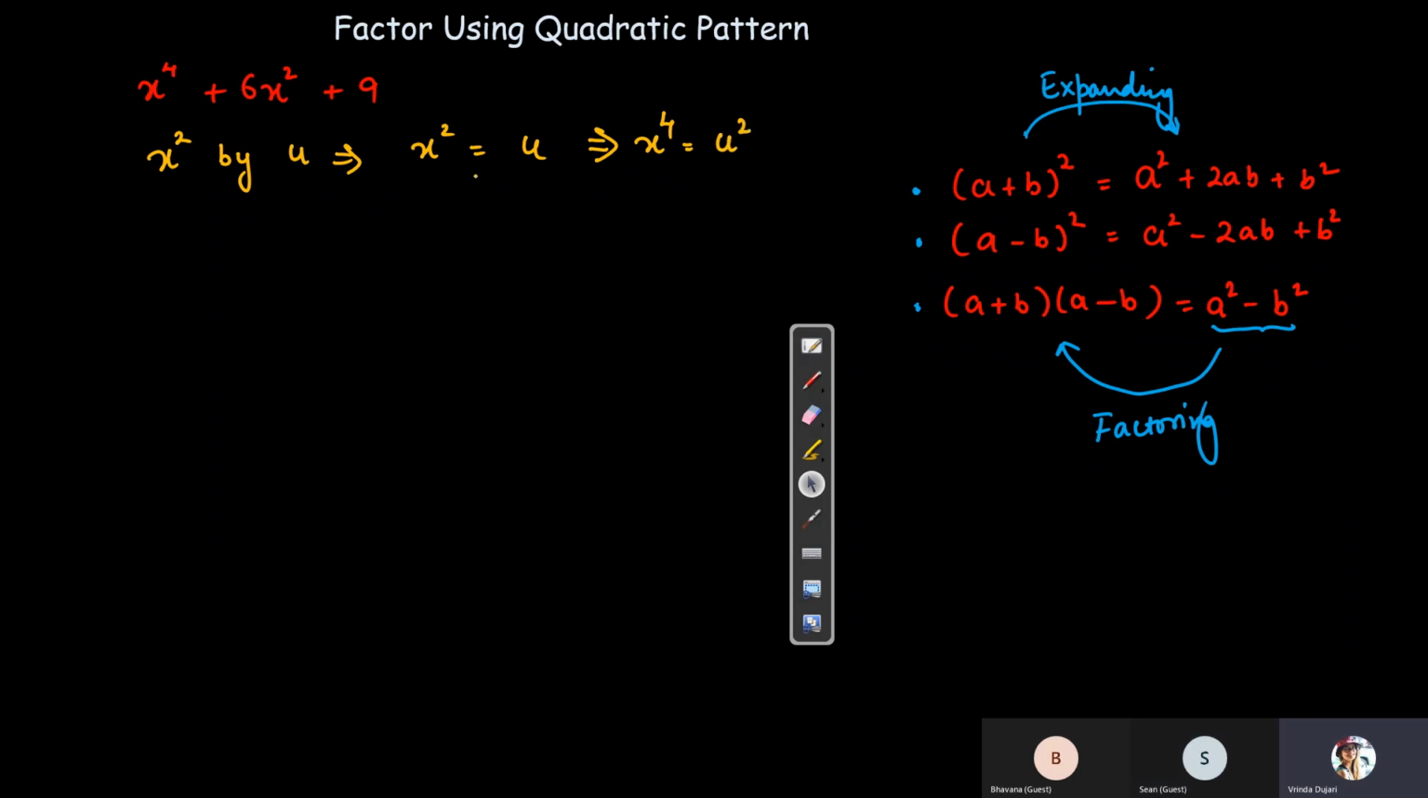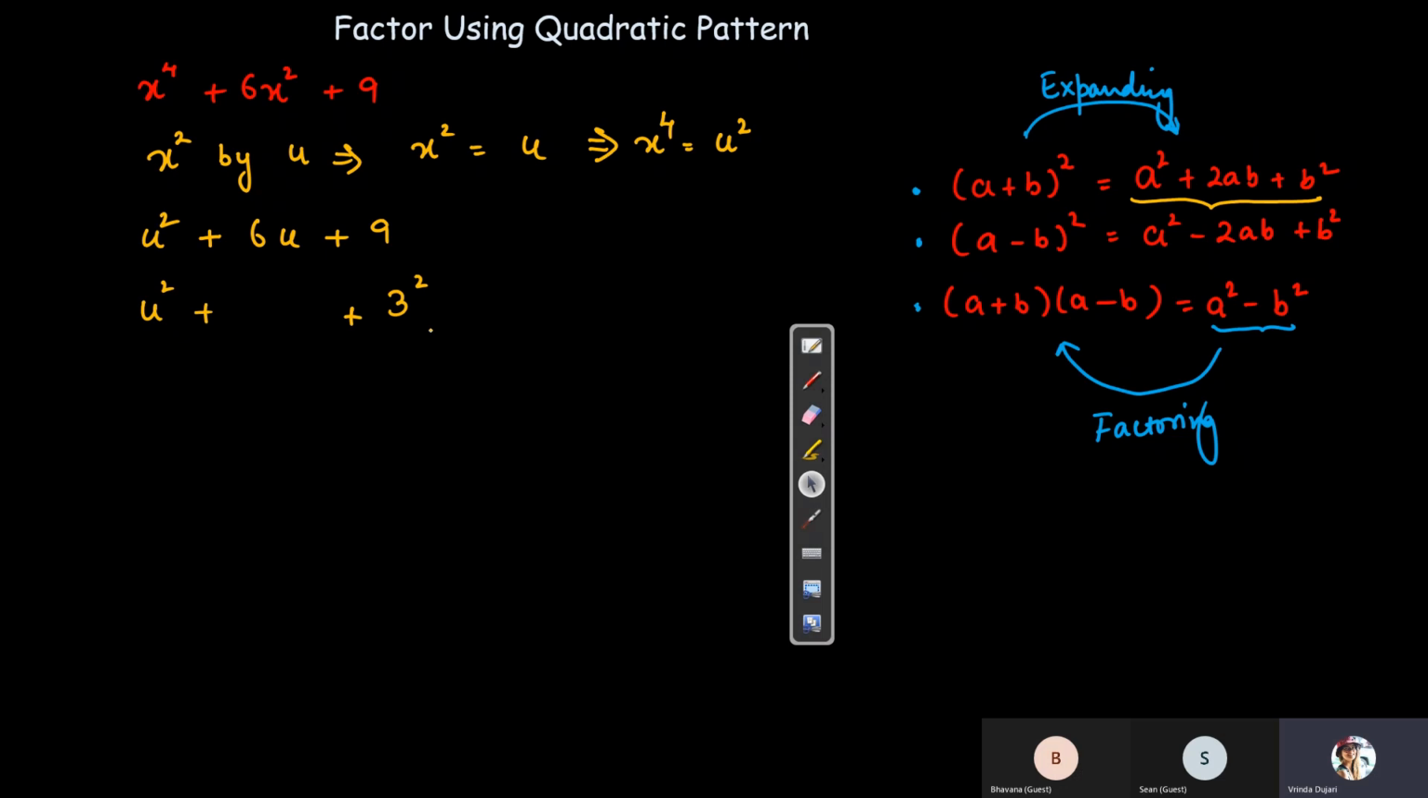So we will do this substitution. In place of x raised to 4, we'll write u squared, and this will become 6u plus 9. So we have successfully converted this quartic equation into a quadratic equation. And now this formula comes into the picture. If you look at this formula carefully, I see this u squared is nothing but u squared. This 9 is 3 squared. I can write 9 as 3 squared.